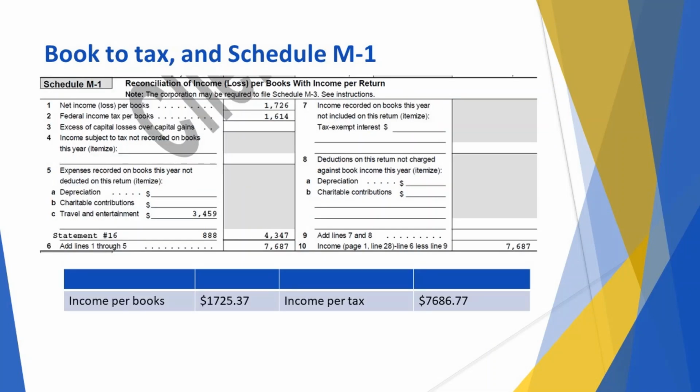On our M1, we can see the taxable income on line 10. To get there, we need to add back federal taxes on line 2, half of meals and all entertainment on line 5C, and non-deductible charitable contributions on statement 16. You can see we have a $1 rounding difference on line 1.